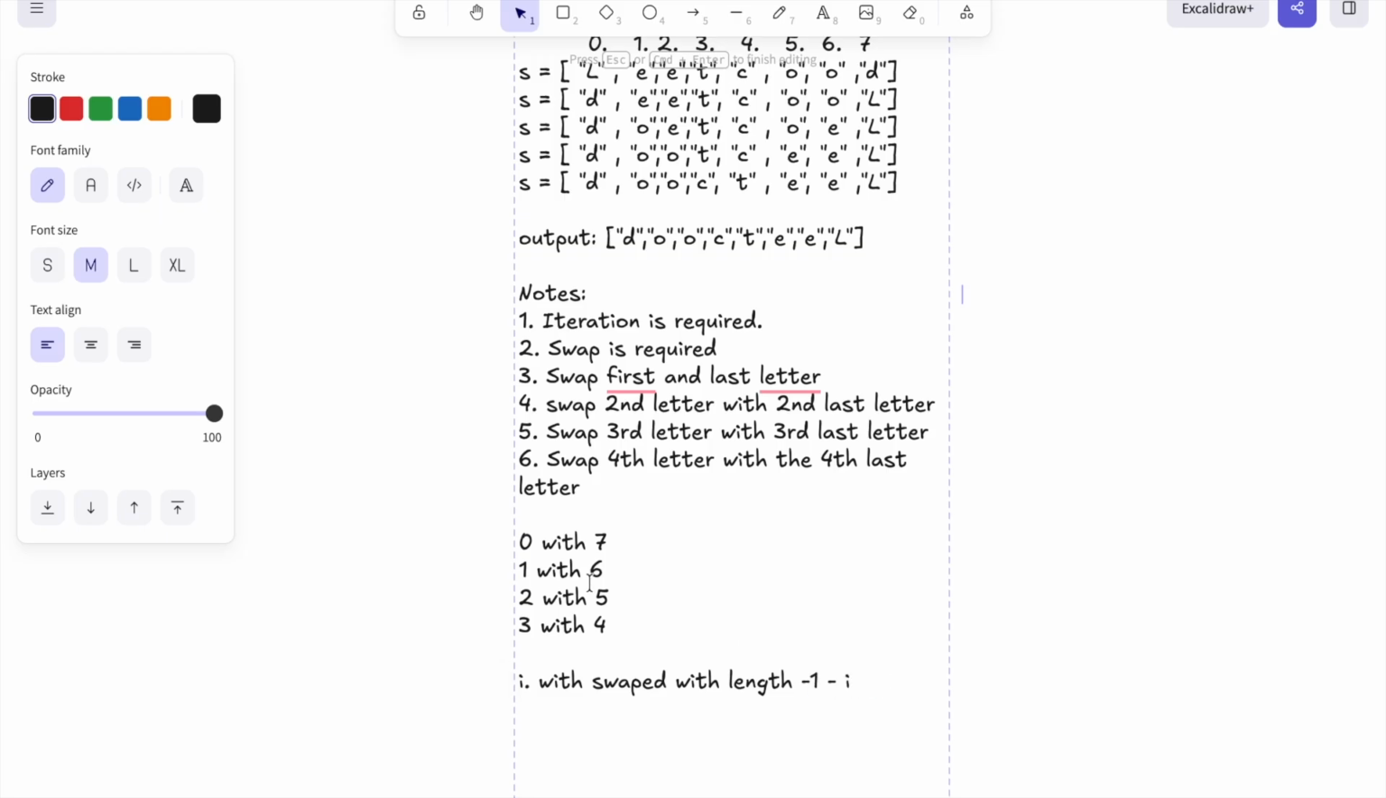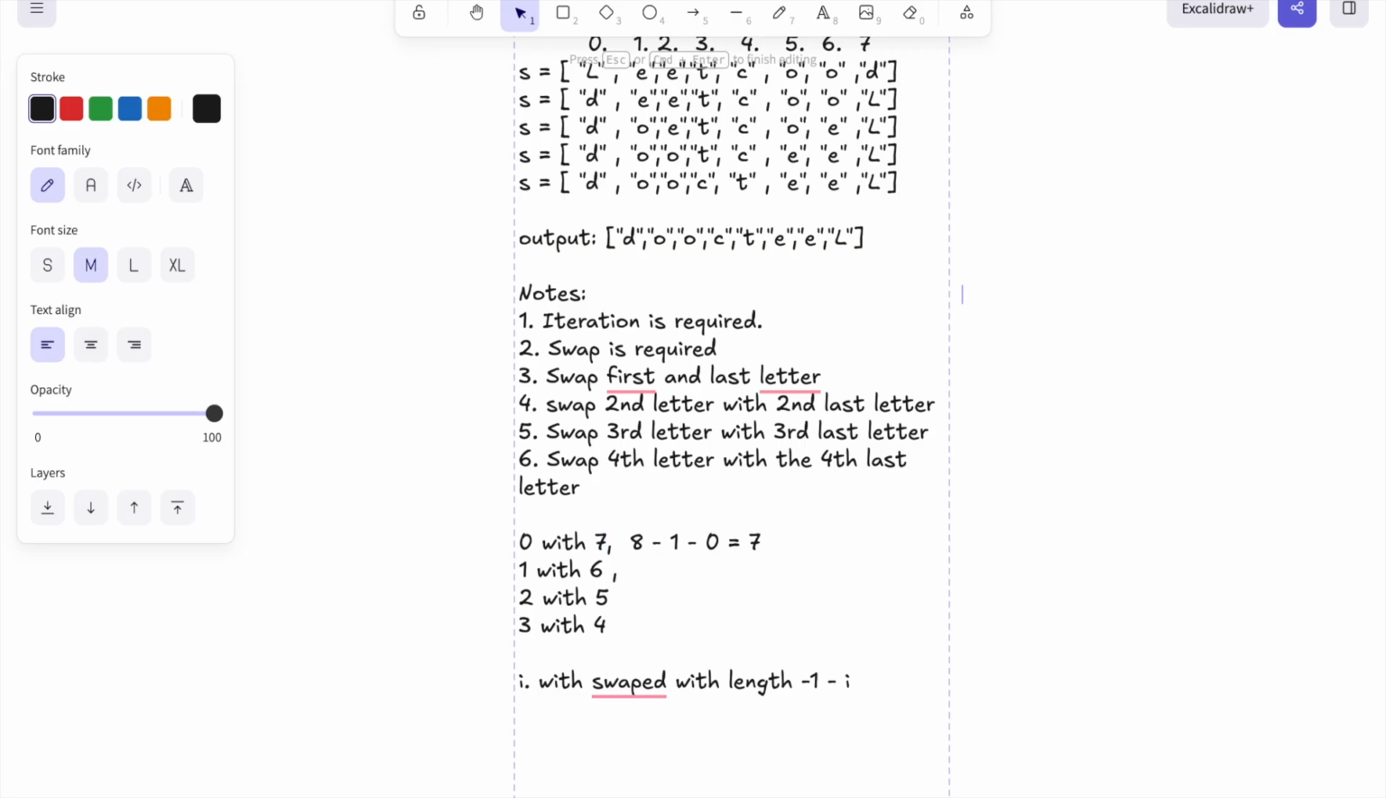Length minus index, current index. So if the current index is 0, then length is 8, 8 minus 1 gives you 7, 7 minus 0 gives you 7. So let's do that here. Length is 8, we did minus 1, and we removed the index 0 as well, so I is 0 here. So what does that give me? 7. Yes, we did swap it with 7.